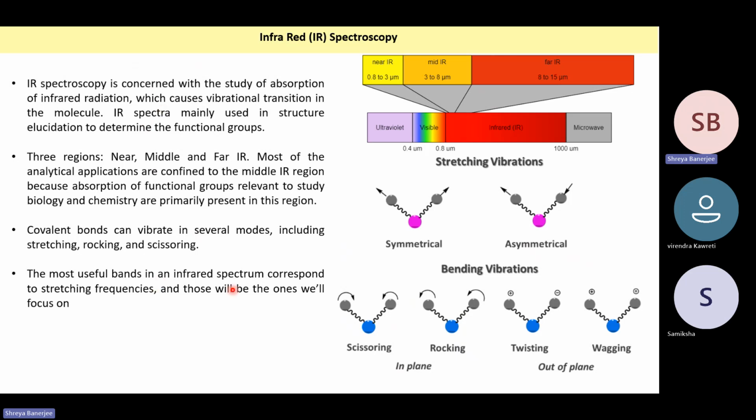IR spectroscopy is basically about bond vibrations. The vibrations can be stretching vibrations. So the two bonds are stretching symmetrically, both stretching in the same direction, or they are stretching in opposite directions. They can be bending vibrations. So the two bonds are coming close together. Imagine this is a scissors. You are closing and opening the scissors. That is a scissoring motion. And there are different kinds of other vibrations also. All these vibrations can be studied using IR spectroscopy.